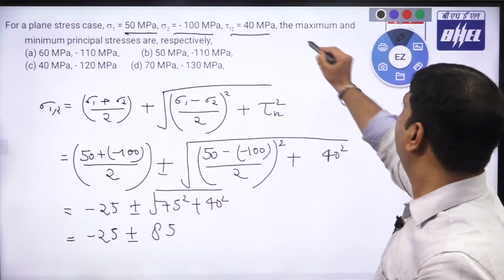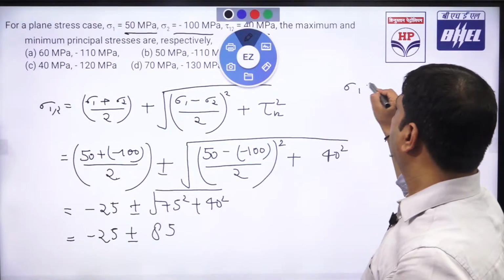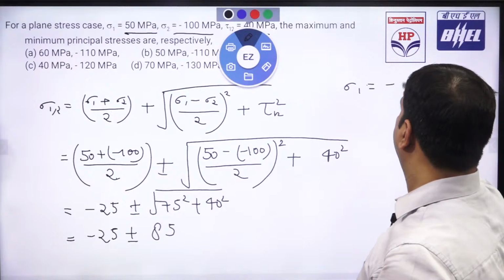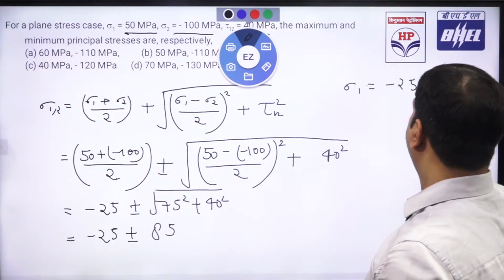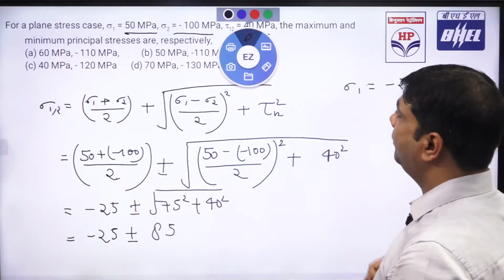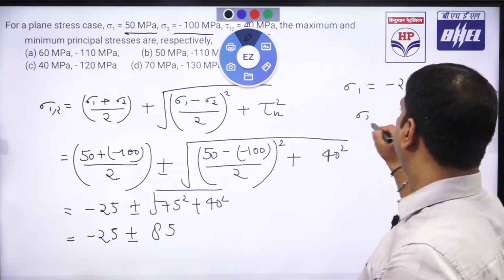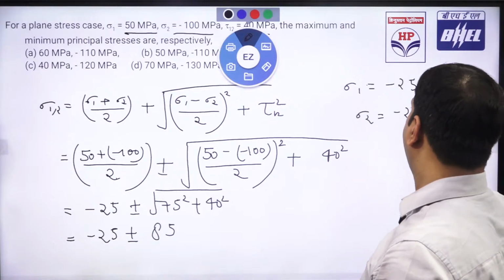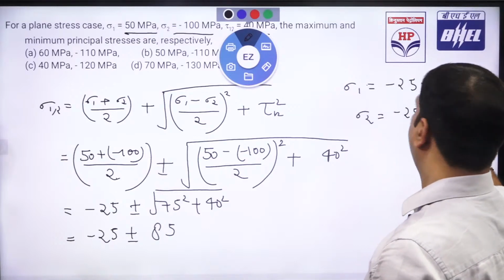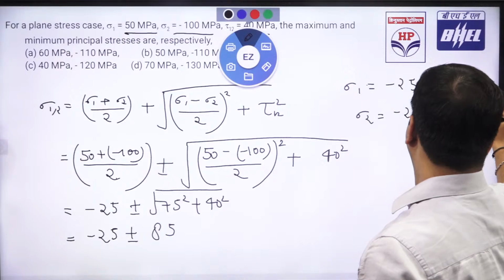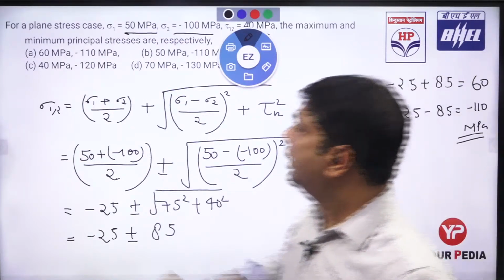So what is the value of sigma 1 and sigma 2? Sigma 1, the maximum, equals minus 25 plus 85, that is 60, and sigma 2 equals minus 25 minus 85, that is minus 110 megapascal. So the answer is A.